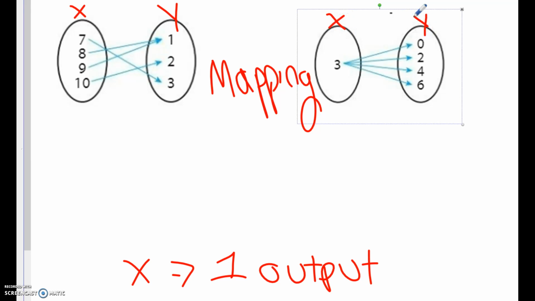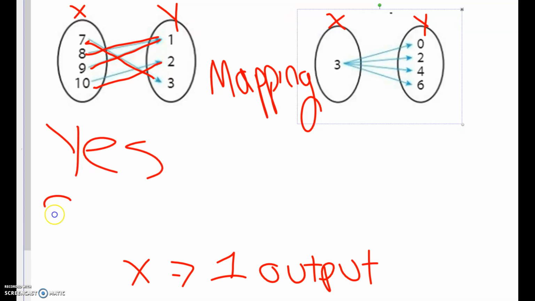So does 7 have exactly one output? Yes, it goes to 3. Does 8 have exactly one output? Yes, 1. Does 9 have exactly one output? Yes, 1. Does 10 have exactly one output? Yes, 2. So this is a function.